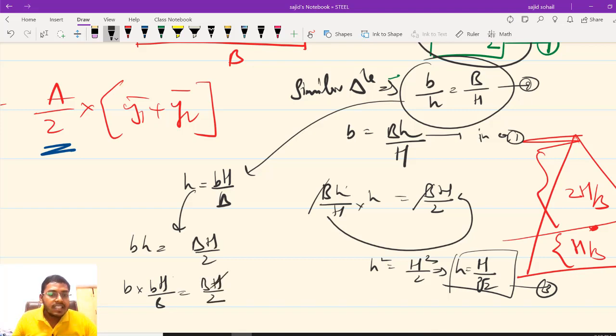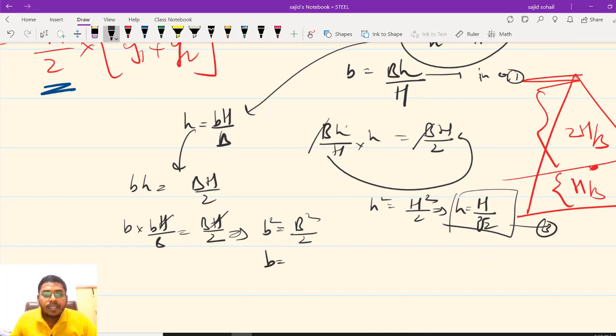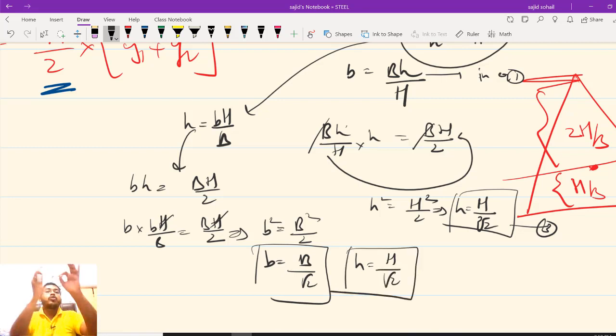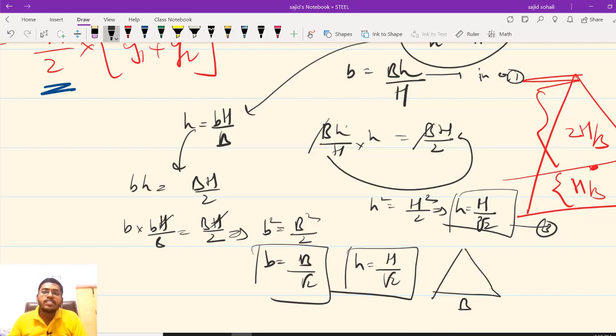So if I am cancelling this h, what I will be getting? I will be getting b square is equal to capital B square divided by 2, or I can write my b is equal to capital B by root 2. So I have two wonderful equations. One is h is equal to capital H by root 2 and b is equal to capital B by root 2. So whenever I have a triangle, if this is capital H, this is capital B, and this is h, then the triangle which the neutral axis is cutting, the triangle which is formed at the top, it is b by root 2 and this is h by root 2.